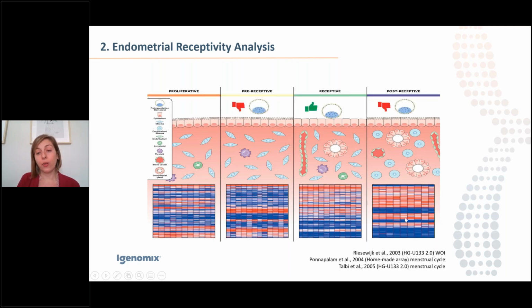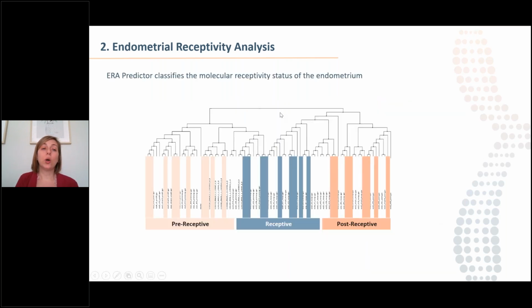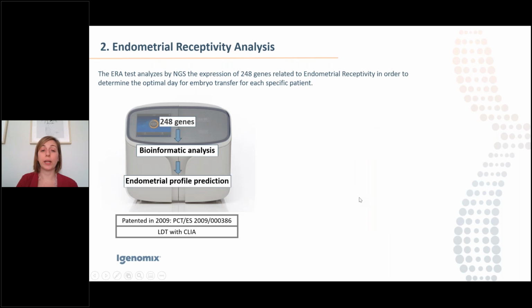With this information, we are able to know when the endometrium is receptive based on the expression of specific genes. What we see is that those samples that were collected during the pre-receptive stage match perfectly between them, or during the receptive stage, or during the post-receptive stage. This is, the transcriptomic profile is able to classify the endometrium in one of the different endometrial stages.